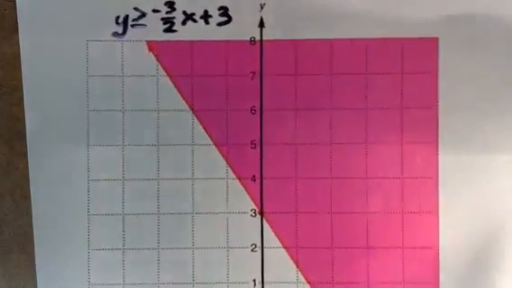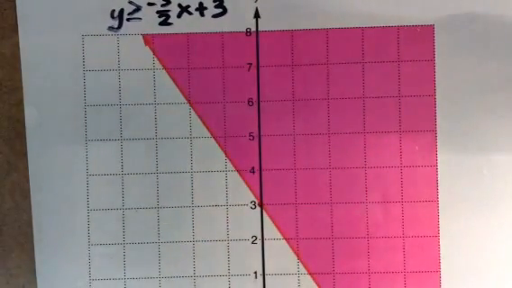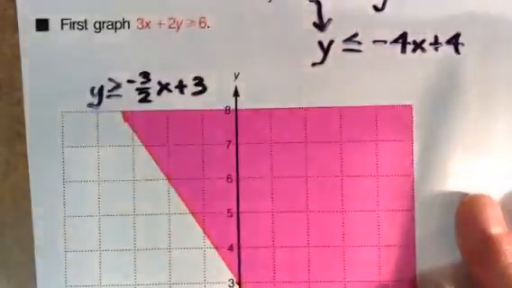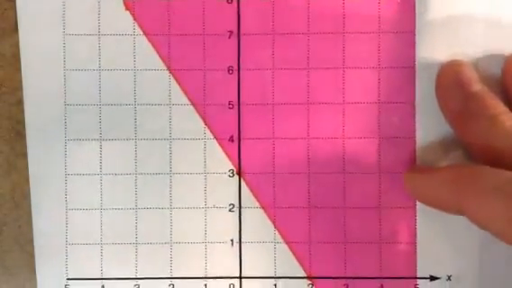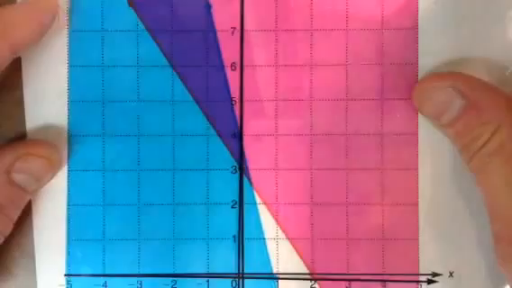Again, you can always verify with test points. So if we come over here and find the other one, this other one had a y-intercept of 4, slope of negative 4. So here we go.